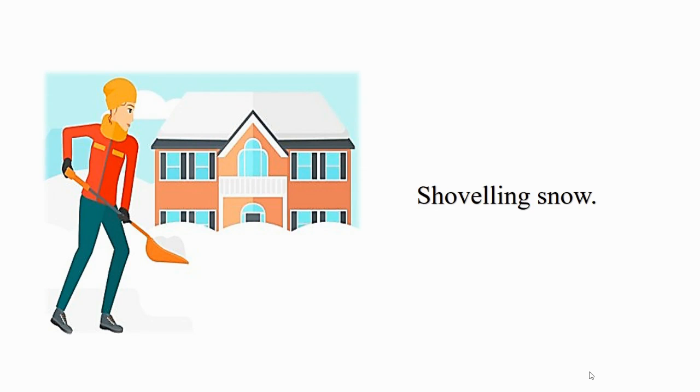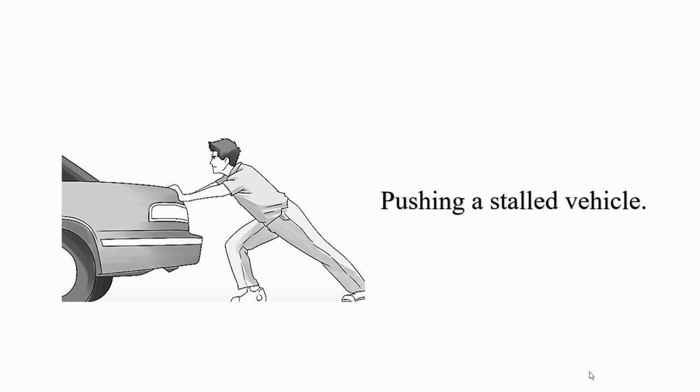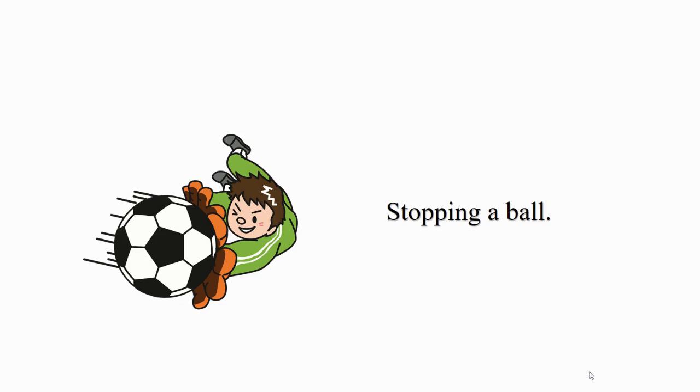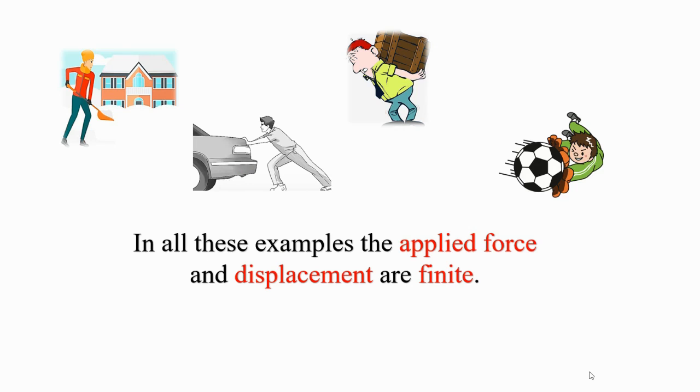In this picture, a girl shoveling snow. Here, a man is pushing a stall vehicle. A man lifting a heavy load. A player stopping a ball. In all these examples, the applied force and displacement are finite. Therefore, applied force can assume as a constant force.